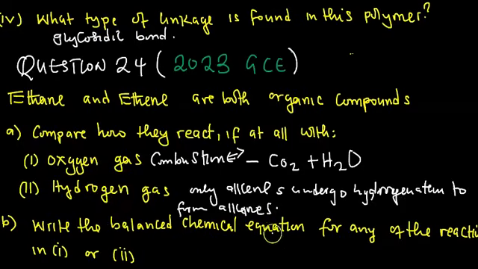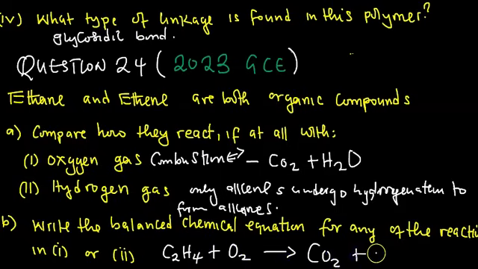Write the balanced chemical equation for any of the reactions above. Okay, so for any of the reactions, I'm going to say ethene, which is C2H4. Is it 4? Ethene, yes, 4. When it reacts with oxygen, it undergoes combustion reaction. What is produced is carbon dioxide, and in this one we are going to assume plenty of supply, and water.